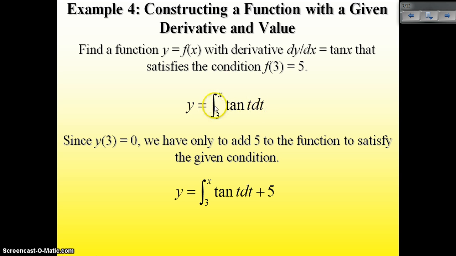But because this is 0 and I want it to equal 5, that makes it a very easy fit, and I just add 5 right here. So now the integral from 3 to x of tangent t dt plus 5 satisfies this condition up here.